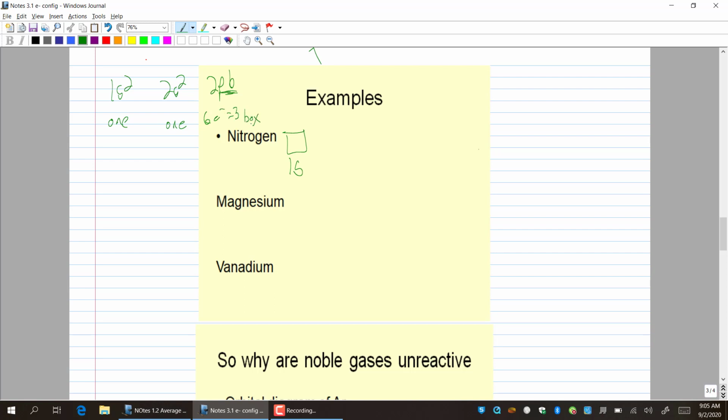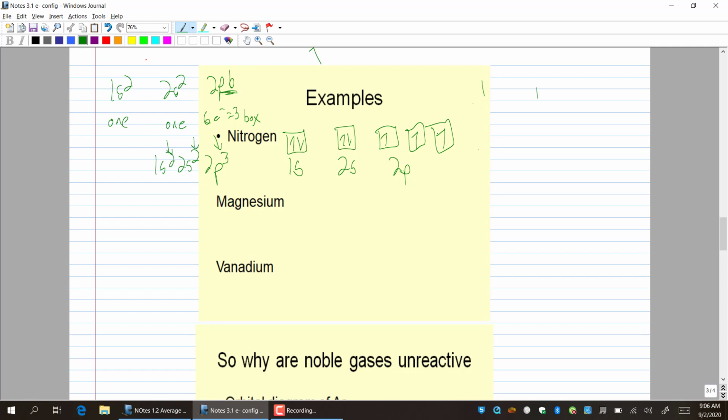Nitrogen, I'm going to write the electron configuration of nitrogen. It's 1s2, 2s2, 2p3. For 1s2, put 2 electrons in that box. 2s gets 1 box, with 2 electrons. 2p has 3 boxes, and I have 3 electrons. I have to give each one at a time.